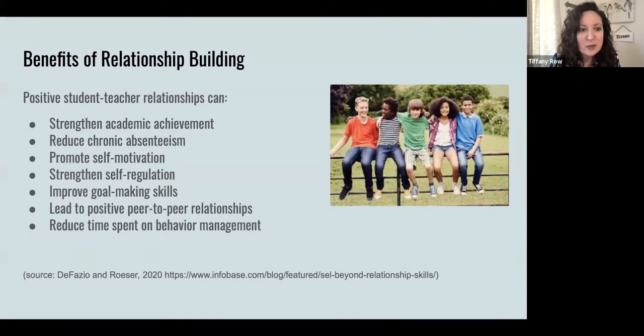But we know that the student-teacher relationship can strengthen academic achievement. It reduces absenteeism, promotes self-motivation, strengthens self-regulation, improves their goal-making skills, and reduces your time spent on management. So investing more time in building positive, authentic relationships with your students can actually reduce your time spent on behavior management throughout the school year. So it's very much worthwhile.